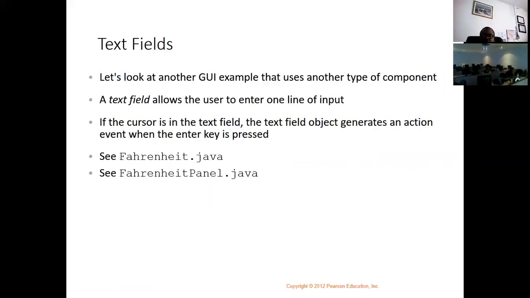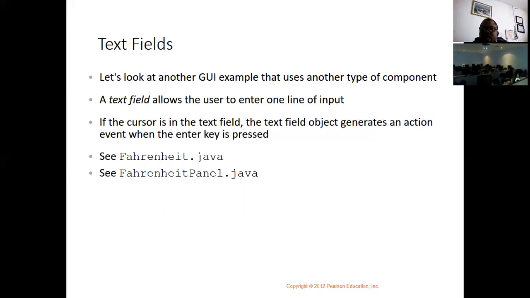Now, text fields is another type of component, and they allow the user to enter a line of text. If the cursor is in the text field, the object generates an action when the enter key is pressed, right? Now, otherwise, you probably want to have a button that may be used to trigger some action. So, for example, let's say you have several text fields that you might want to collect some data from the user. Let's say you want to collect a username and a password, right?